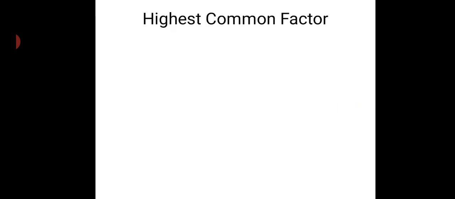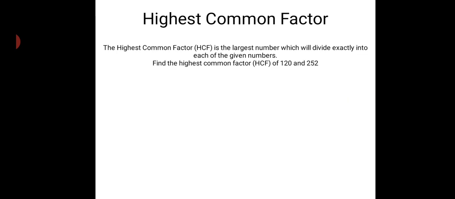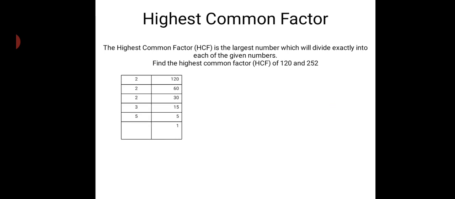Now we will see the highest common factor, meaning HCF. The highest common factor is the largest number which will divide exactly into each of the given numbers. So how to find the highest common factor of 120 and 252? We will first find the prime factorization of 120. We divide it by 2, it gives 60. 60 divided by 2 is 30. 30 divided by 2 is 15. 15 is divisible by 3, so we get 5, and 5 comes in the table of 5. So this is the prime factorization of 120.